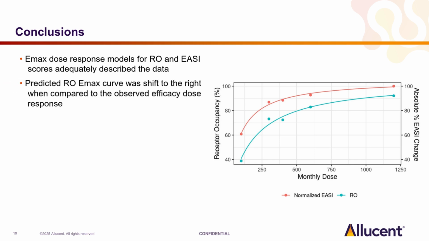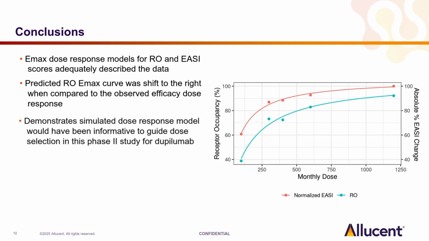And we see that our predicted receptor occupancy Emax curve was just shifted to the right when compared to the observed efficacy dose response, but a very similar shape, meaning that we can look at those last two dose levels and feel confident that those are probably going to be the best dose levels to select.